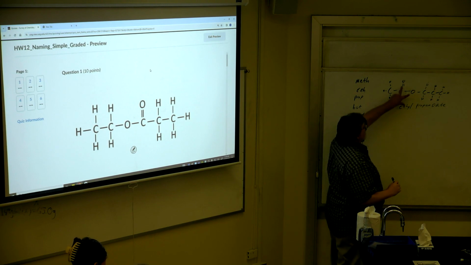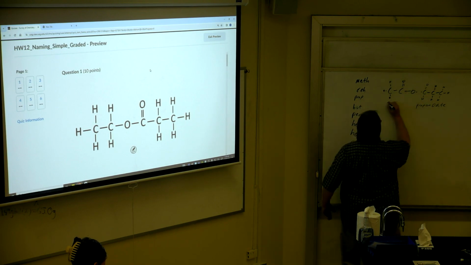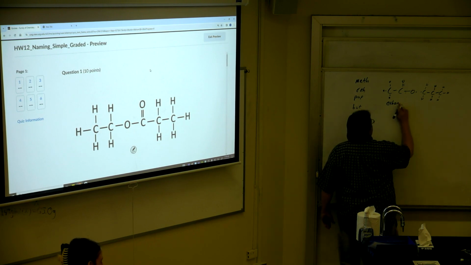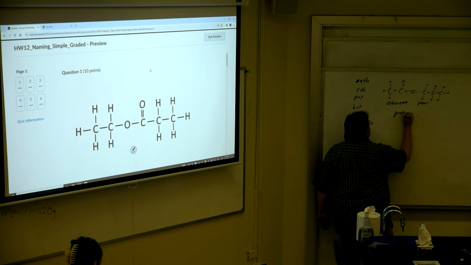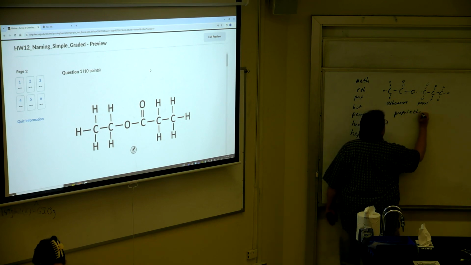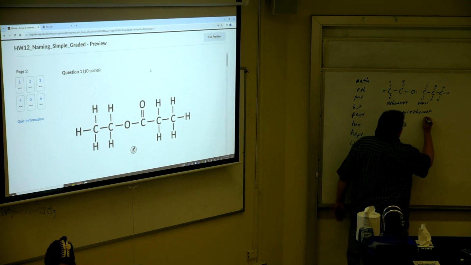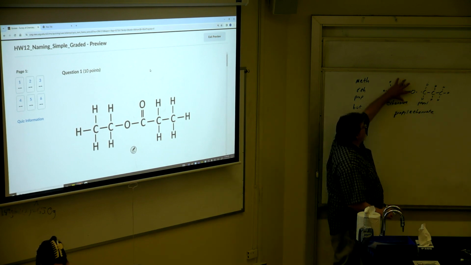Again, these two oxygens go together on the fragment, so we're thinking about breaking it there. So now this is not ethane, it's ethanoate, and this part is propyl. So there's the ethanoate, and there's the propyl.